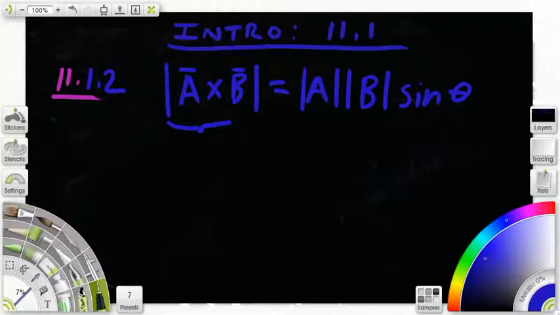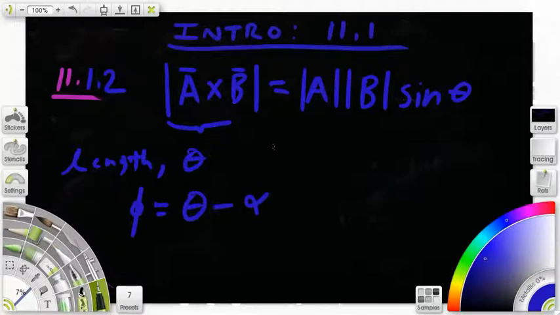Okay? So in this problem, we're given two vectors. We're given the length, or the magnitude, as well as theta, okay, and we're given this for the two vectors. So what we want to do is find the angle called psi, which is equal to theta minus alpha, where theta is one of the angles and alpha the other angle. And we also want to take the lengths, and we basically just use this definition to compute it. So that's part A right there.